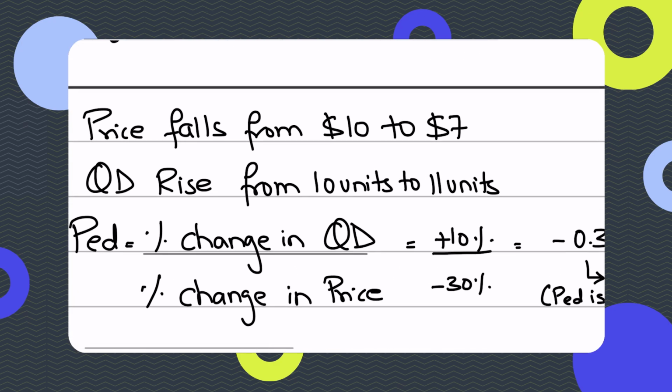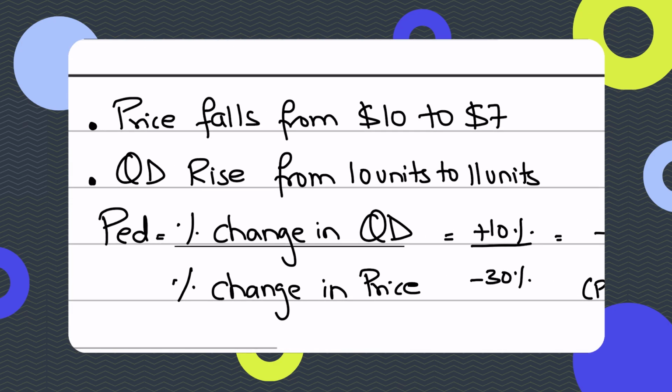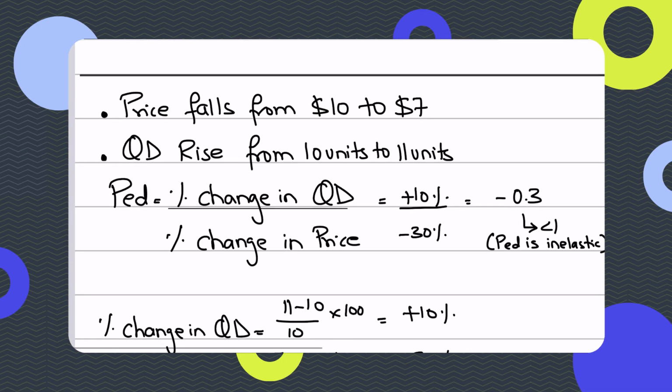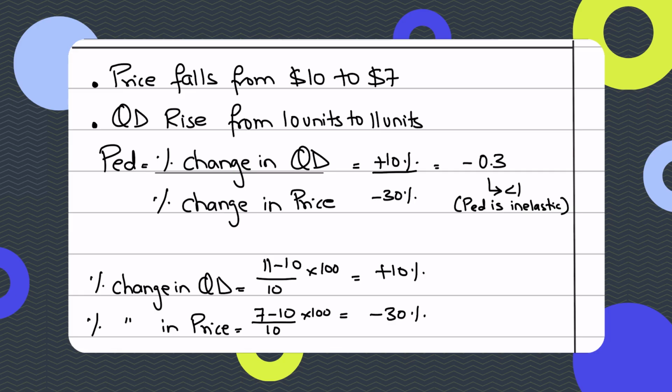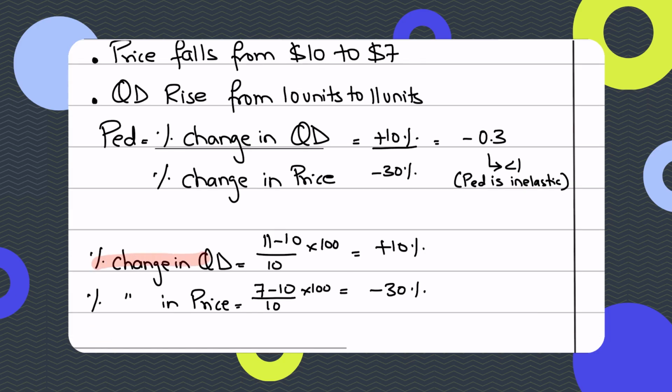In the next example, which you see on your screen right now, the price is falling from 10 to 7. Here the price is falling, not rising, and the quantity demanded will obviously rise from 10 to 11, because when the price falls, the quantity rises. Now putting the values in the PED formula, PED is percentage change in quantity demanded upon percentage change in price. Let's first calculate the percentage change in quantity demanded. You'll use the same formula: new minus old upon old times 100. New quantity 11, old quantity 10, divided by the old quantity 10, times 100.